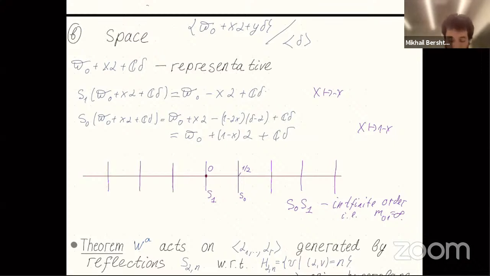And now we have to compute how our reflections act on this space. And as a result of the computation, we see that in terms of the coordinate x, one reflection sends x to minus x, and the other reflection sends x to 1 minus x. So these are two reflections on the real line, I draw it. One is the reflection with respect to 0, and another is the reflection with respect to 1 over 2. Okay.